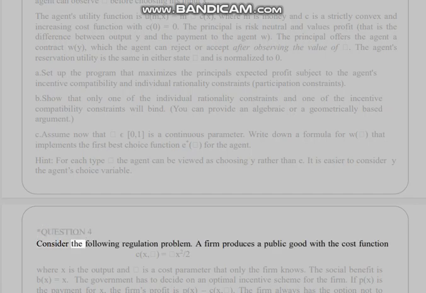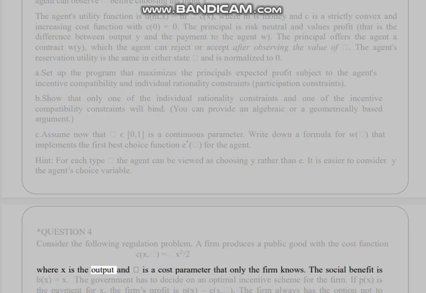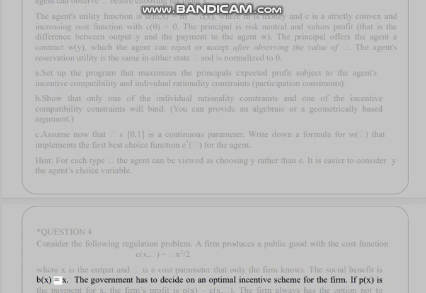Question 4. Consider the following regulation problem. A firm produces a public good with the cost function C(X, θ) equal to θX², where X is the output and θ is a cost parameter that only the firm knows. The social benefit is B(X) equal to X. The government has to decide on an optimal incentive scheme for the firm. If P(θ) is the payment for X, the firm's profit is P(θ) minus C(X, θ). The firm always has the option not to produce, which yields profit 0.